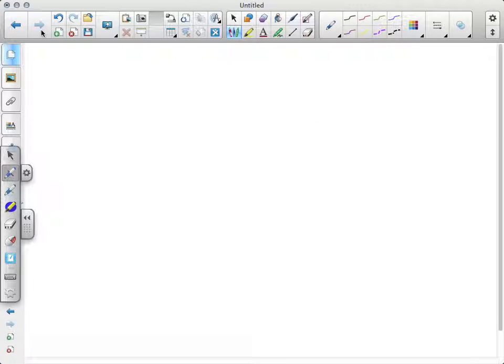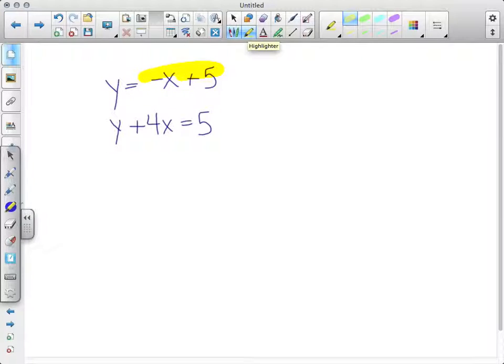Alright, let's try one that's a little bit more complicated, or I guess we should say more complicated looking. Let's do y equals negative x plus 5 and y plus 4x equals 5. Again, this one lends itself well to substitution because one of the equations is already solved for a variable. In this first equation, y is solved for: negative x plus 5. So we know that y is equal to negative x plus 5.